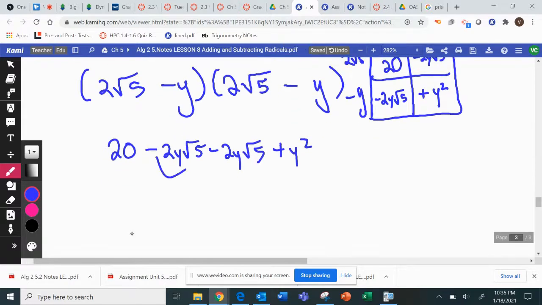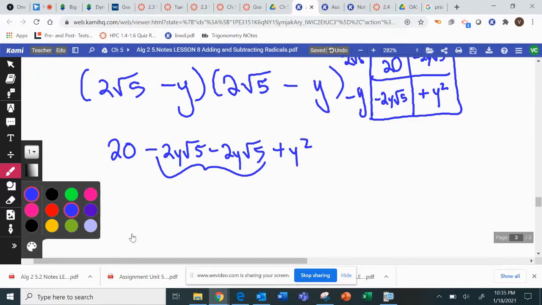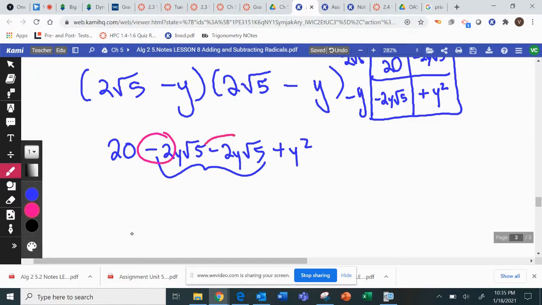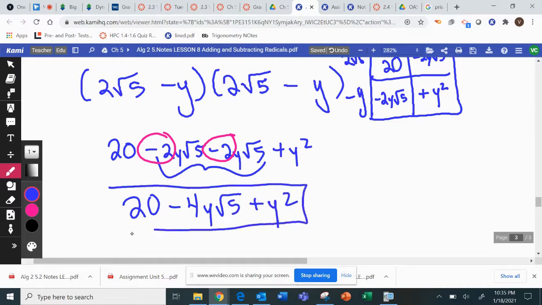We're going to add like radicals. They both have square root 5. They both have a y. So we're just going to add the numbers in front. So I've got a negative 2 and a negative 2. 20 minus 4y square root 5 plus y squared. Remember, when you add y plus y, that does not change the exponent. That's only when you multiply. It also doesn't change the like term. So I'm really just adding the negative 2 times negative 2.